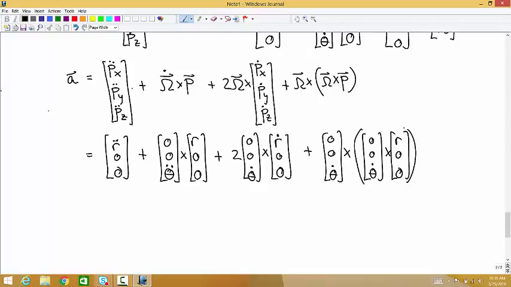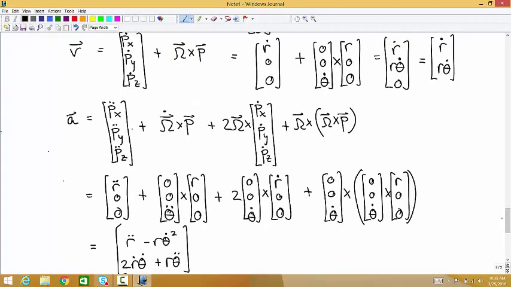And if you go through all those calculations, you can simplify it to R double dot minus R theta dot squared. And then the second component is 2 R dot theta dot plus R theta double dot. So if you're given an object's motion in polar coordinates, this is how you determine velocity and acceleration vectors that you can use in dynamics, with Newton's laws and so on.